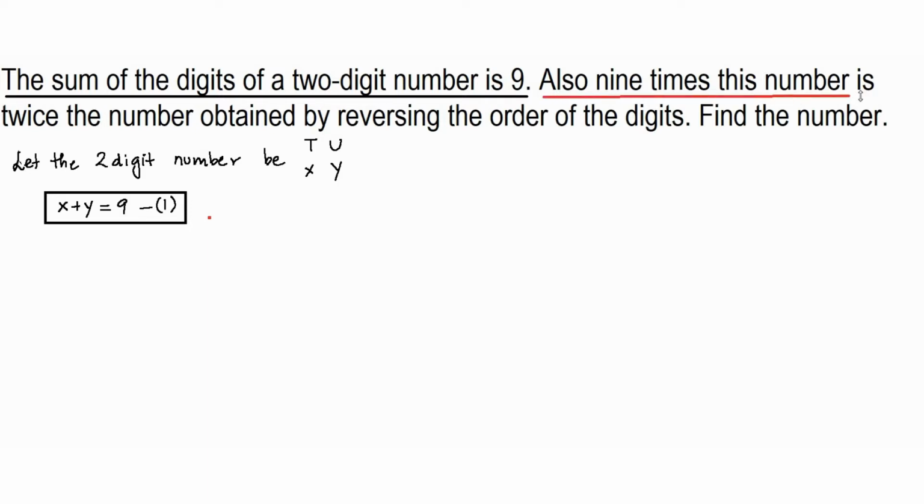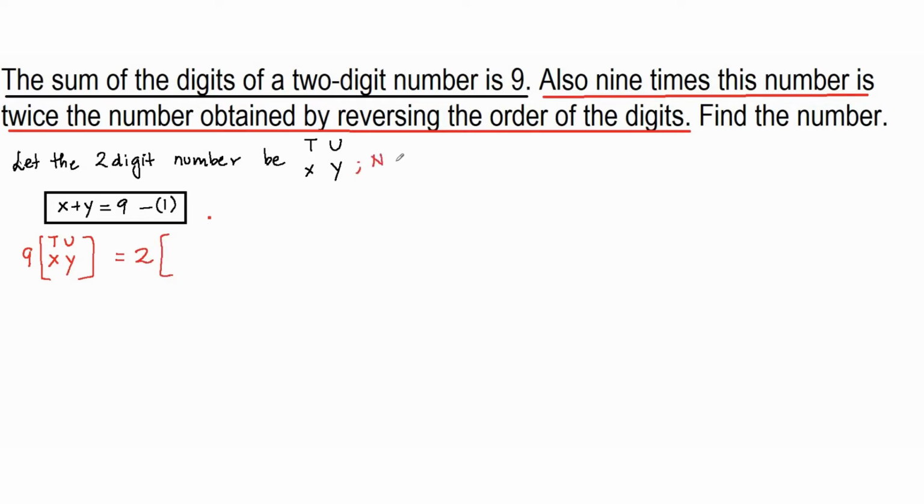Also, 9 times this number, that is 9 times xy, is twice the number obtained by reversing the order of the digits. So what they're telling me is, 9 times this number, that is 9 times xy, again mind you this is not x into y, is twice the number obtained by reversing the digits. So the number obtained by reversing the digits is going to be yx.